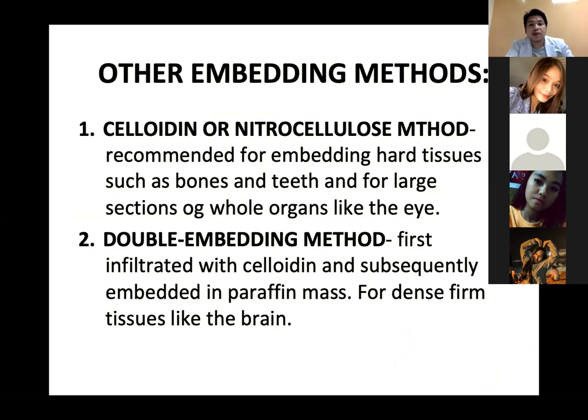Now, other embedding medium, we have celloidin or the nitrocellulose method, used for hard tissues such as bones and teeth. The next one is the double embedding medium method. In double embedding, class, we use celloidin as infiltrating medium, and for embedding, we use paraffin. It is used for dense and firm tissues like the brain. So this is what I mentioned earlier, the double embedding method. For infiltration, use celloidin and use paraffin during embedding.